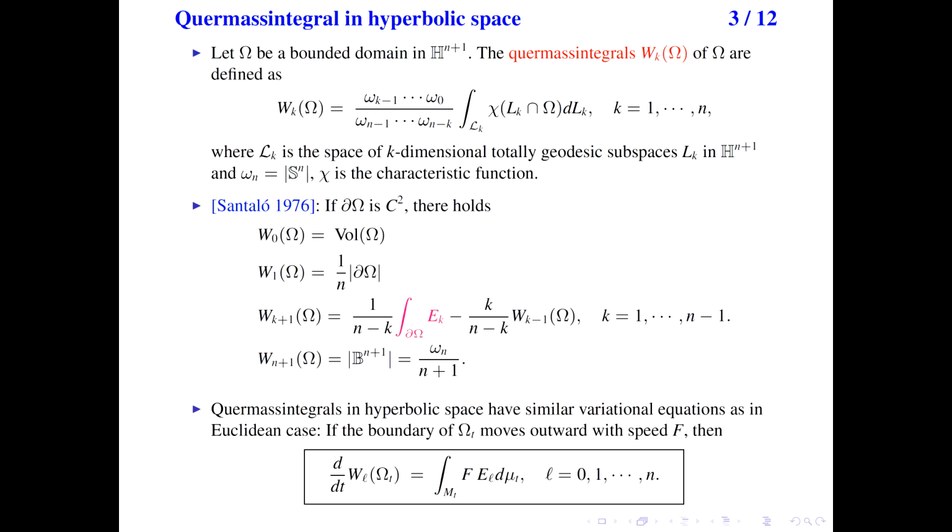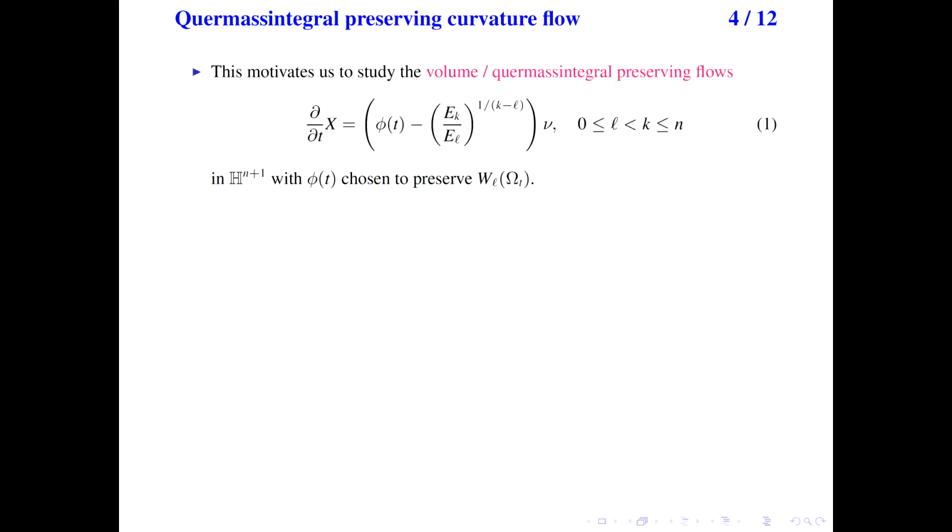So based on this, we can consider the volume and Quermassintegral preserving flow. The speed of the flow is this, which is the same one as in the Euclidean case. And here is the global term phi t. We choose it to preserve some Quermassintegrals. And we again have the monotonicity of Wk along the flow. So we have the monotonicity, and then we need to study the convergence of the flow.